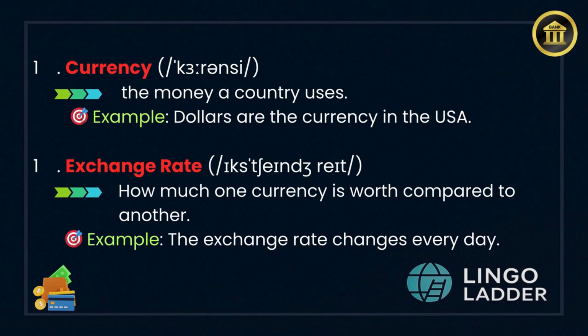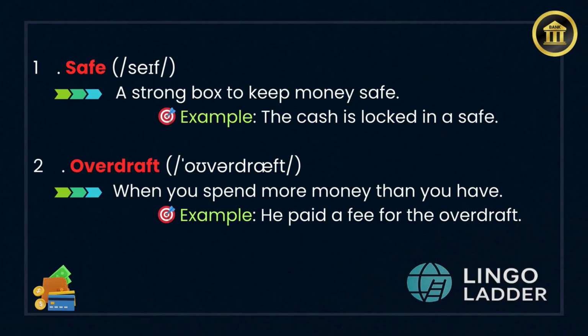17. Currency. Currency is the money a country uses. 18. Exchange rate. The exchange rate is how much one currency is worth compared to another. 19. Safe. A safe is a strong box to keep money safe. 20. Overdraft. An overdraft is when you spend more money than you have.